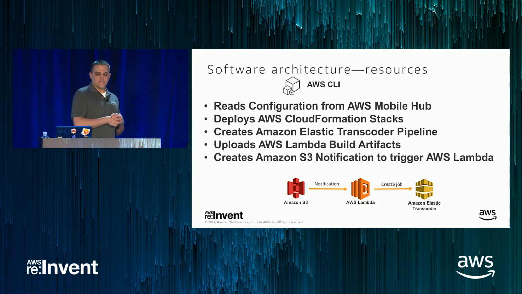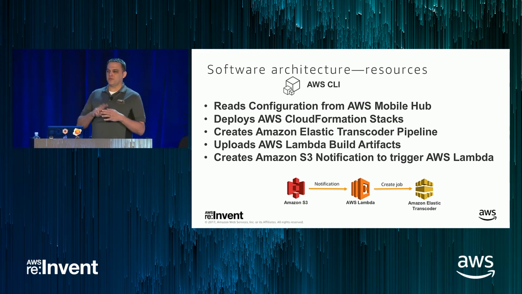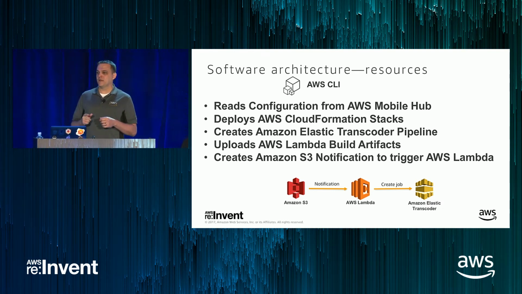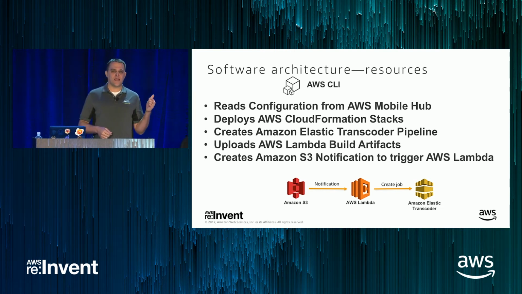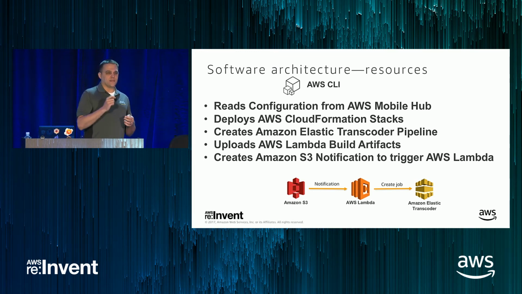So the AWS CLI is going to read configuration from my Mobile Hub project. I gave it that Mobile Hub project ID. It's going to deploy 2 CloudFormation stacks. One has some identity and access management roles to provide permissions for Elastic Transcoder and to provide permissions for my AWS Lambda function. It's going to build and upload my Lambda artifact. So I have a simple Lambda function, which is in Node.js, and it's just going to zip that and upload that to Lambda and deploy that. And it's going to create my S3 notification trigger.